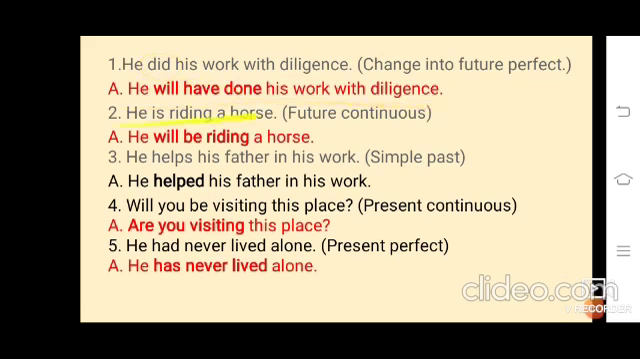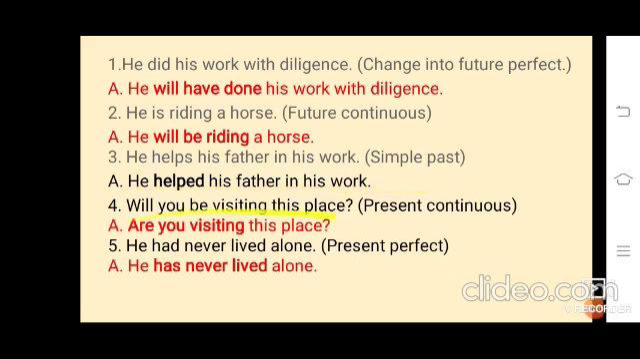Number 2, he is riding a horse. So what is your verb? Is riding. Now you have to change it to future continuous, so you can use will be, shall be, both, but because it is he, I'll be using will be. So it is he will be riding a horse. Number 3, he helps his father in his work. This helps you have to change into simple past. It's not negative, so only ed you have to put to the verb. So it is he helped his father in his work.